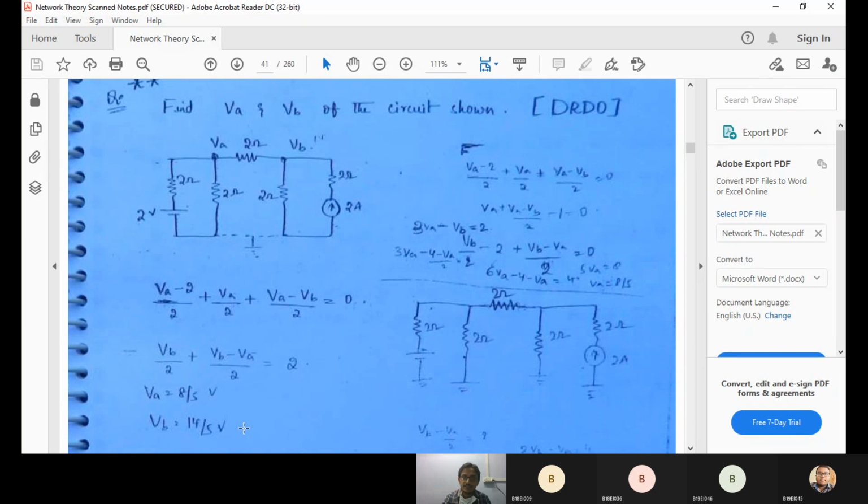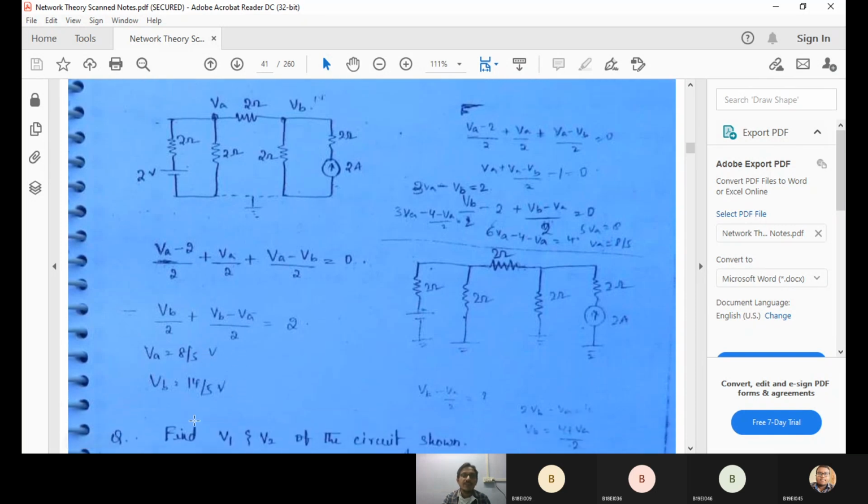Then definitely we will end up with VA equal to 8 by 5 and VB equal to 14 by 5. Whether it is correct or not, I can't assure, but with the equations I just announced, whatever values you obtain for VA and VB are perfect. Once again: VA minus 2 by 2, VA minus 0 by 2 and VA minus VB by 2 on one side. On the other side, VB minus VA by 2, VB minus 0 by 2 and minus 2 is equal to 0. These two simple equations you can solve to get the values of VA and VB.